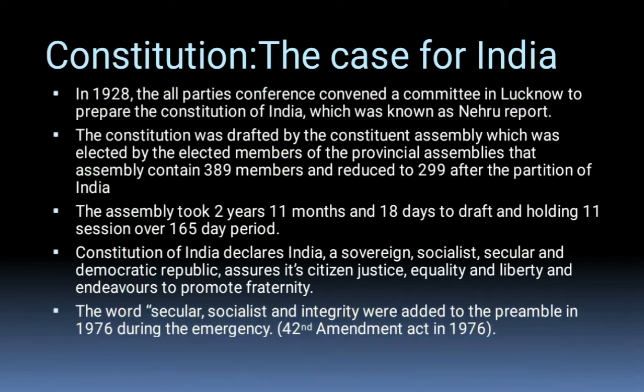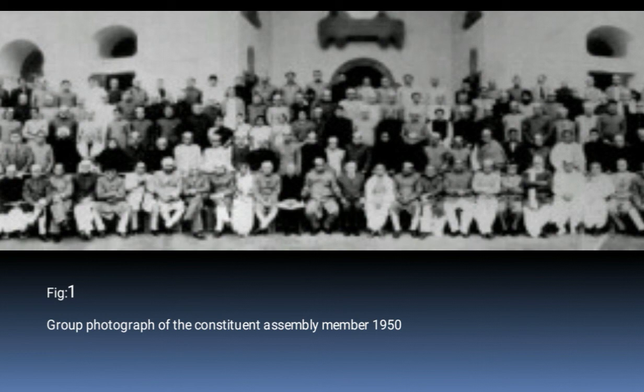The words socialist, secular, and integrity were added to the preamble in 1976 during the emergency, through the 42nd Amendment Act of 1976. We will discuss this later in our parts when we discuss the preamble, and we will discuss this again in that part. And this is the group photograph of the Constituent Assembly in 1950.